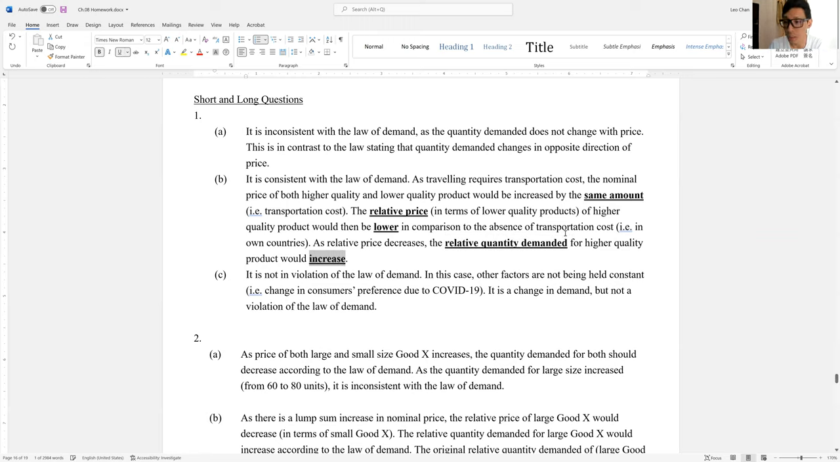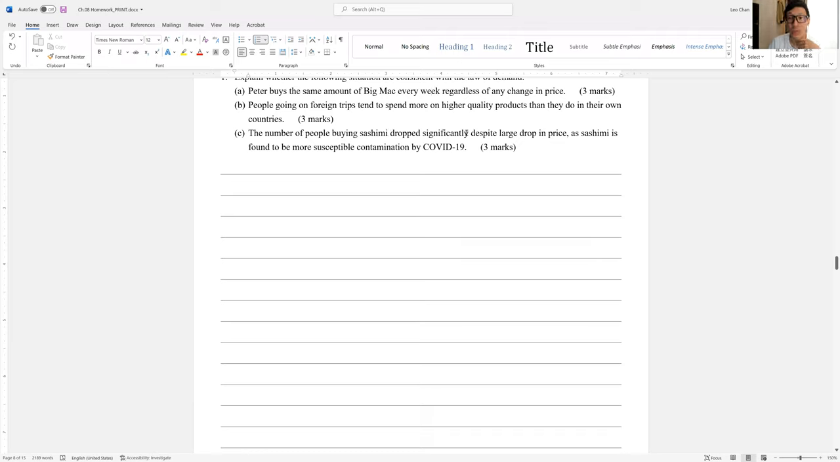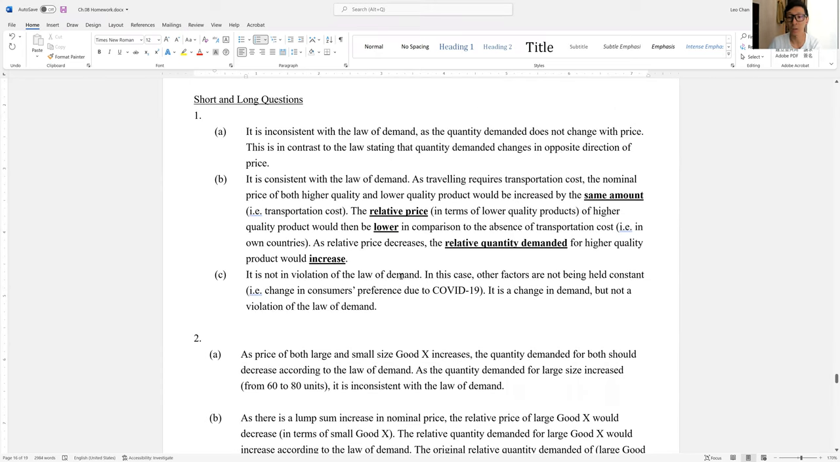嗱，你小心啲用字啊。We are talking about relative, okay. 呢條嘅重點係問緊個 relative price, okay. Relative price 得唔得？Okay, 好嘛，好嗱。C 啦，C 問啲咩啊？望下先。The number of people buying sashimi dropped significantly despite a large drop in price. And sashimi is found to be susceptible to contamination by COVID-19, right? 係嘛？It is not in violation of the law of demand.